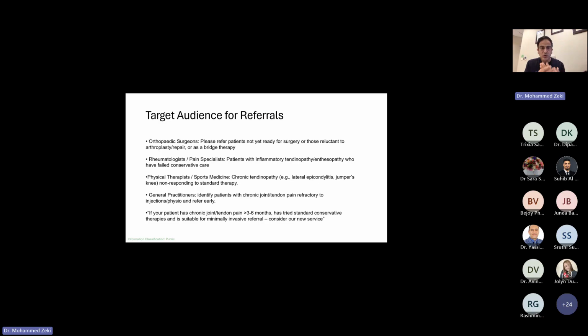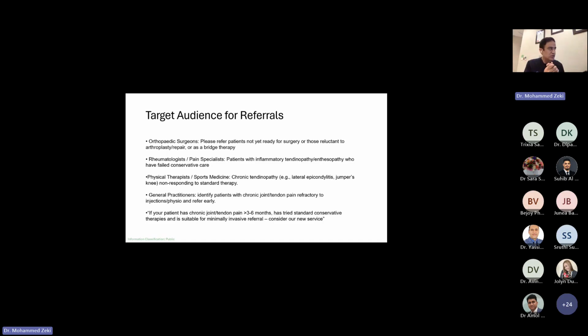So who is our target audience? Who do we want to help from our colleagues? For our orthopedic surgeons, we would like you to refer to us patients who are not ready for surgery, those maybe reluctant about surgery or not fit for surgery. Sometimes, like we do in the liver, we bridge them. We give them this pain relief until they become ready for surgery, or the surgery can be delayed.